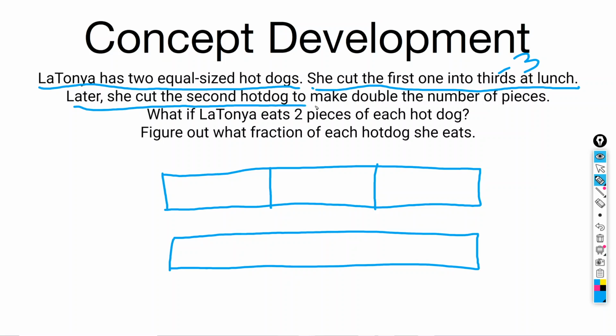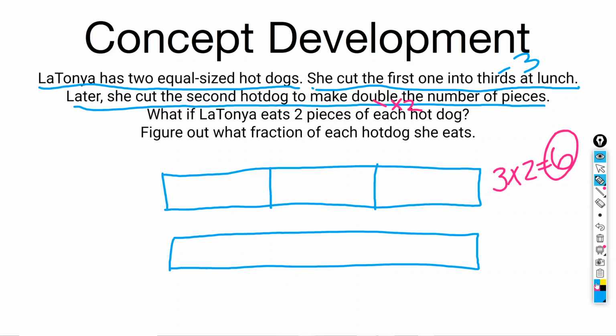Later, she cut the second hot dog to make double the number of pieces. Okay? So if we want double the number of pieces, right now we have 3 pieces. To double something means to multiply it by 2. So we're going to take the 3 pieces, multiply it by 2. So if you remember your multiplication shortcuts, you can count by 3's 2 times or 2 3 times. So I'm going to count by 3's 2 times, 3, 6. 3 times 2 equals 6. So that means that my second hot dog is going to need 6 pieces.